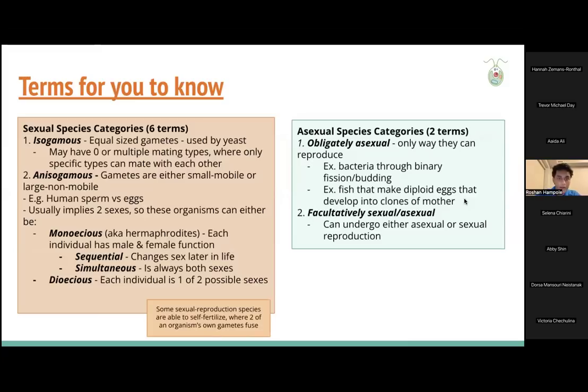Okay. So just some terms for you guys to know. This is kind of just raw memorization, but yeah.